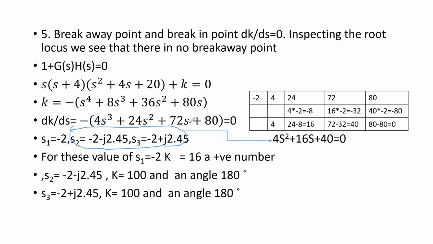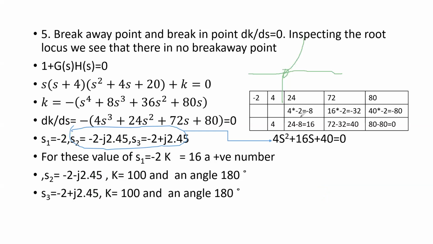For these values, you will not know which is the actual breakaway point. You can have n number of breakaway points, but the actual breakaway point should lie on the root locus, isn't it? It should lie on the root locus, which means it should satisfy the magnitude criteria. You substitute minus 2, and these two values, and see if it satisfies the magnitude criteria. You get a positive value of k. What does that mean?